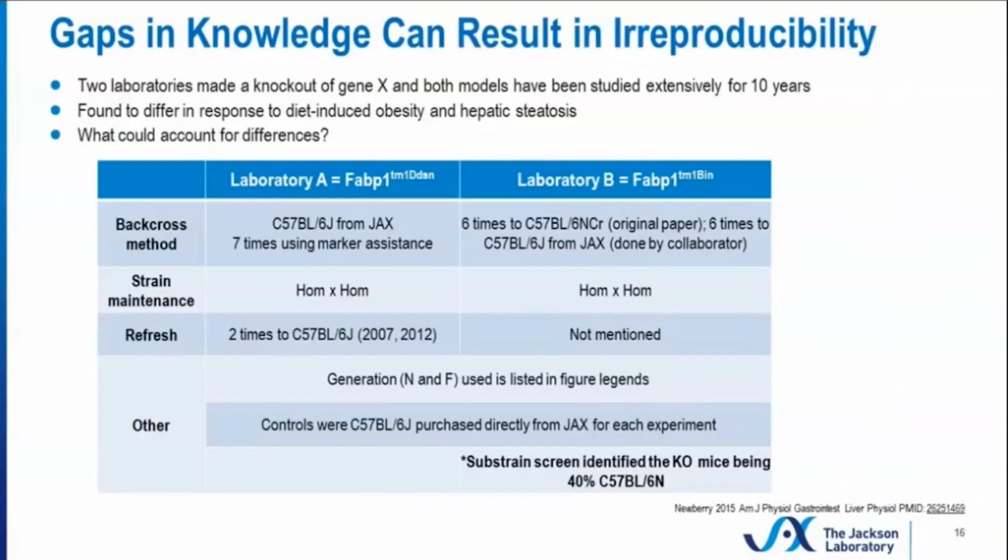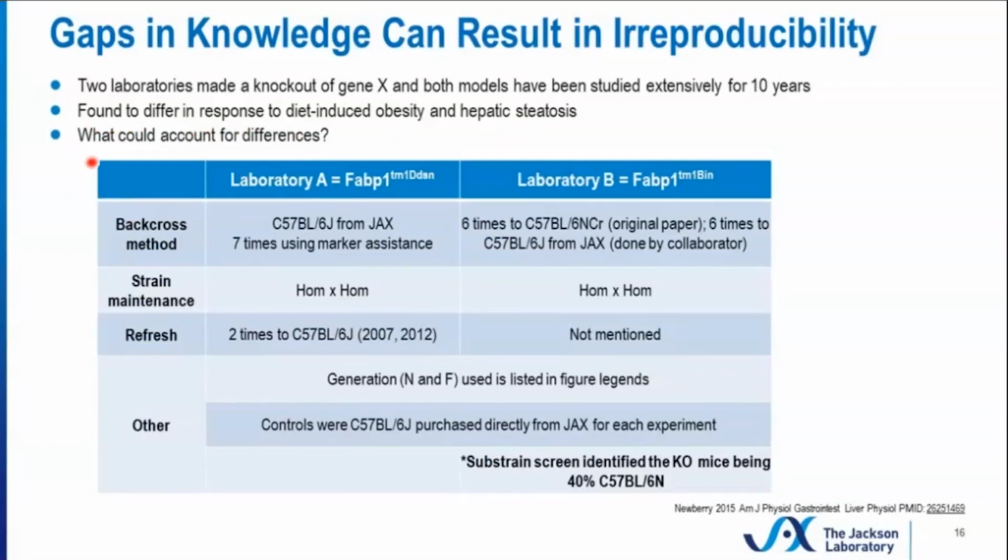Now, there will be some gaps in knowledge that probably result in that, and we'll see a quick example of how a gap in knowledge can easily result in irreproducibility. In this example, let's say two laboratories made a knockout of a gene, let's say gene X, and both models were studied extensively for 10 years. Now I'll open my laser pointer quickly to help you follow. The results were found to differ in diet-induced obesity and hepatic steatosis.